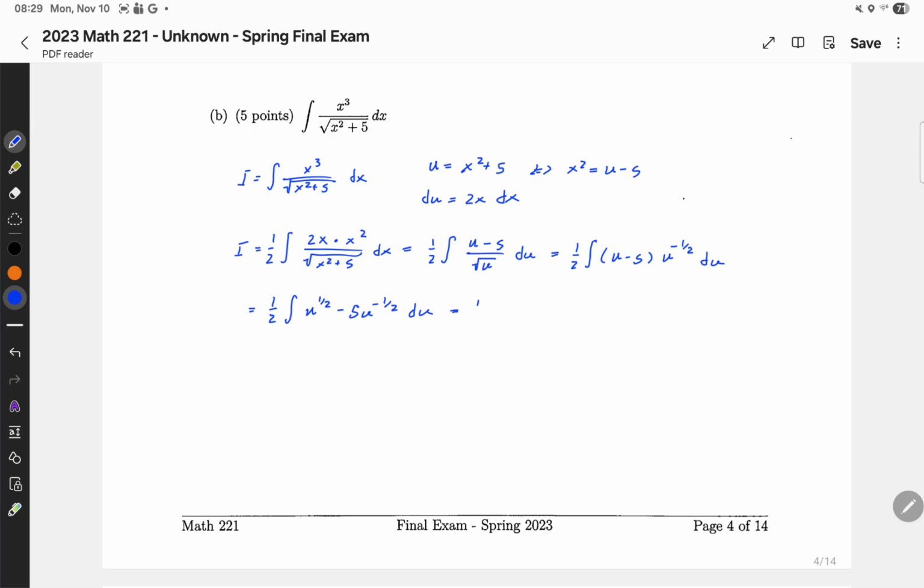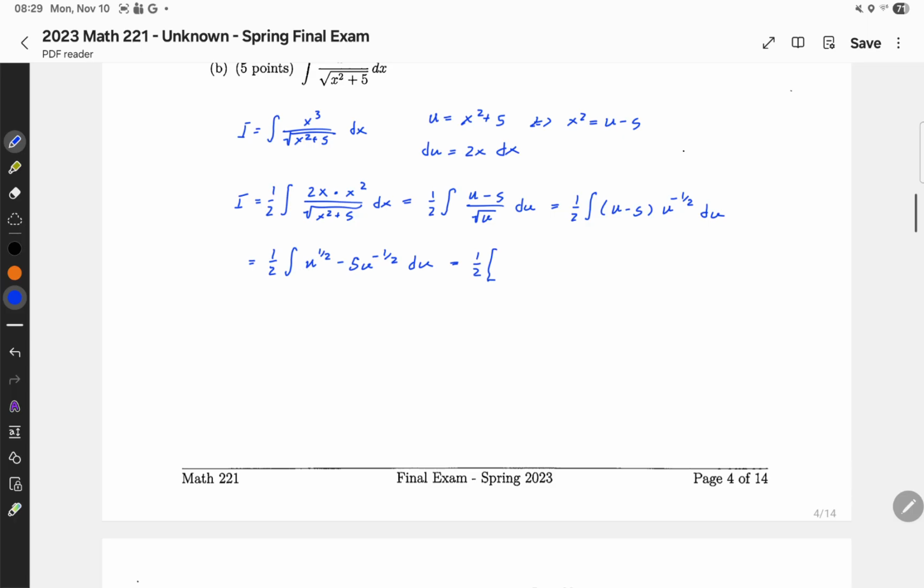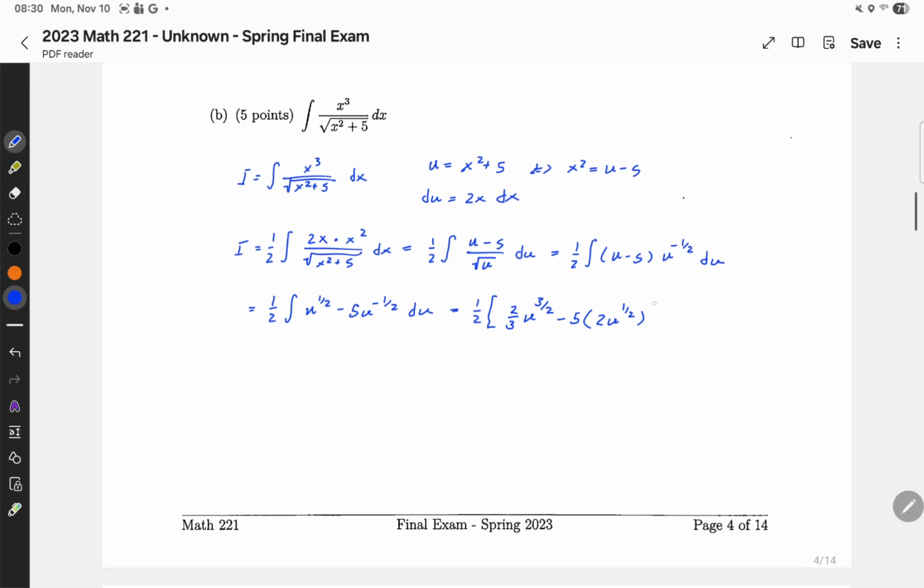And now we can finally integrate. So this is going to be 1/2 times the integral of u to the 1/2. This is just power rule: add 1 is 3 over 2, multiplied by the reciprocal is 2 over 3. So 2/3 u to the 3 over 2 minus 5, and I'll factor that out so we can do it a bit easier. 1 plus minus 1/2 is going to be 1/2, multiplied by the reciprocal is 2. So 2u to the 1/2. And this is an indefinite integral, so we don't have any bounds. We can just add our plus C way out here.